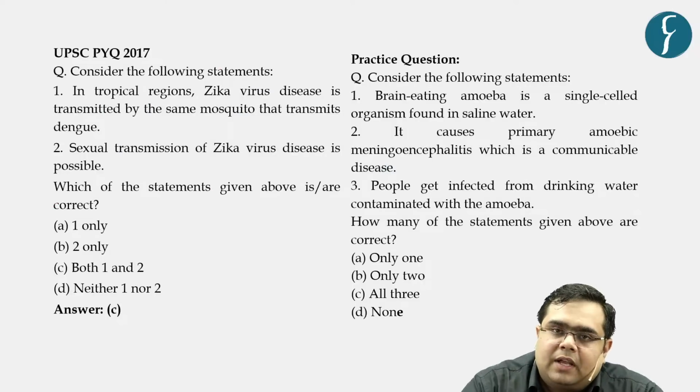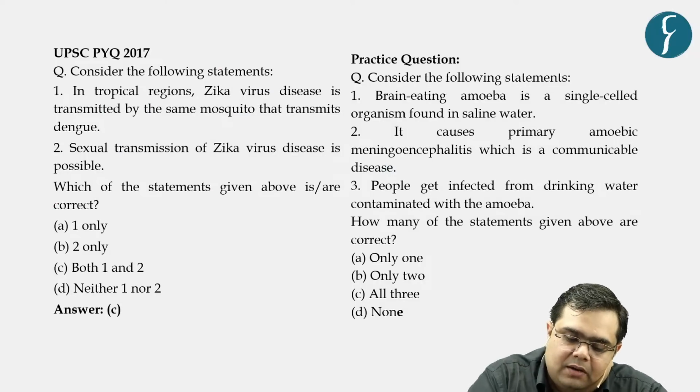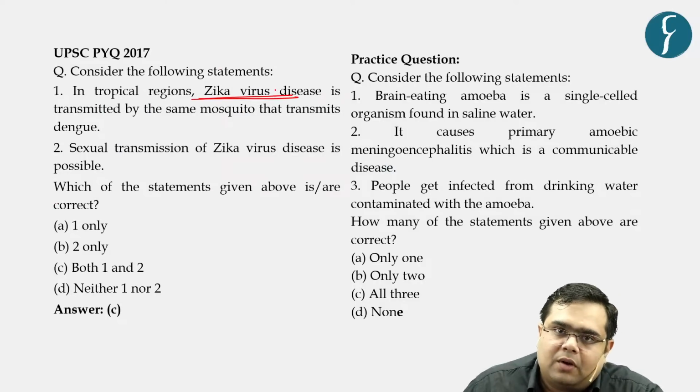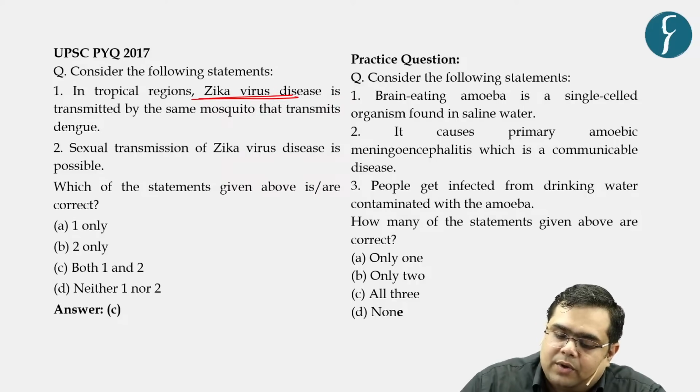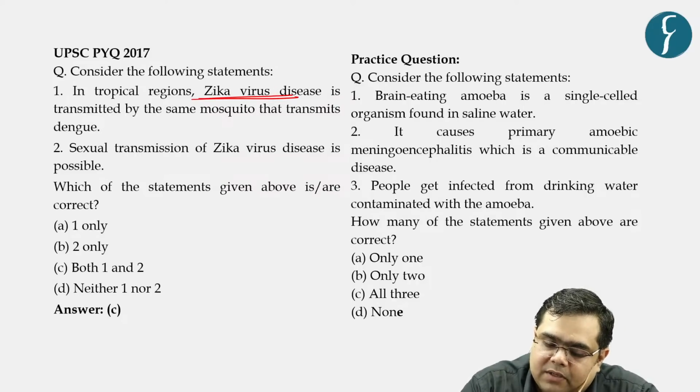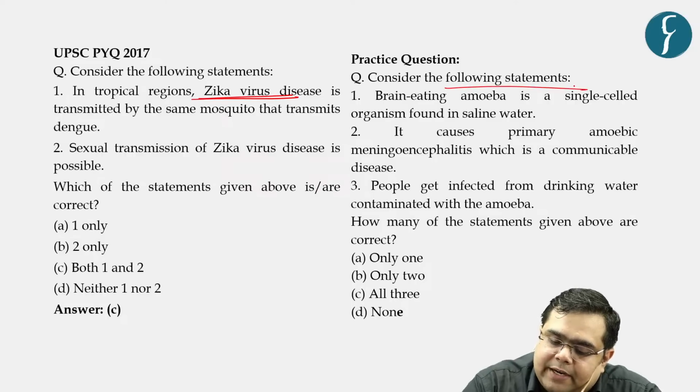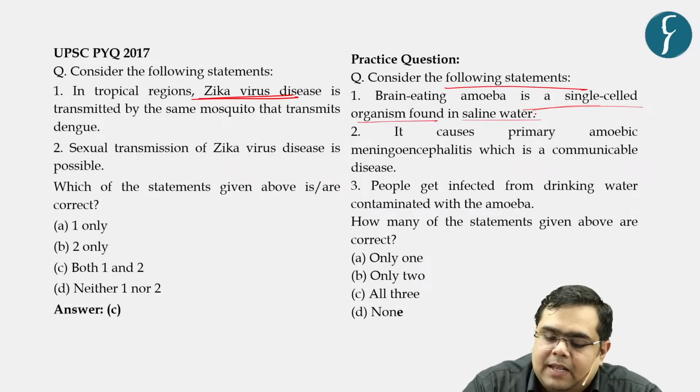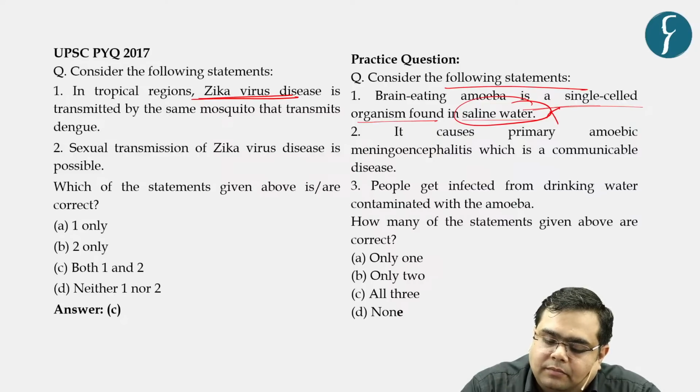So based on the information that we have just received, in the past there have been direct questions on virus and virology. Let us try to solve this question based on the information we have just received. Consider the following statements. Brain eating amoeba is a single celled organism found in saline water. Did we just read that it is found in saline water, or is it found in fresh water? So this statement is incorrect because it is found in fresh water.